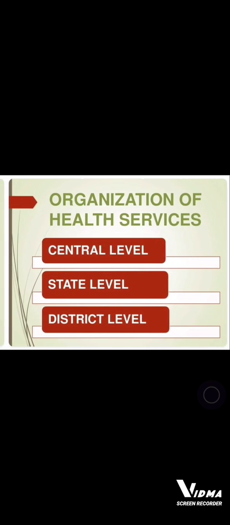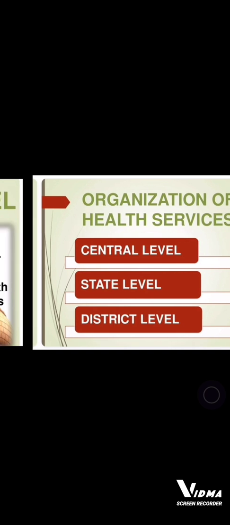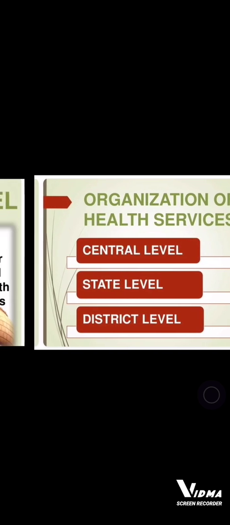Then after that, the healthcare organization in India, on that organization we will see the levels. There are 3 levels. As you all know, in India one health minister will be there, and a state health minister will be there, and at district level also healthcare providers will be there. So first we will see the central level. In the organization of health services there are 3 levels: central level, state and district level.